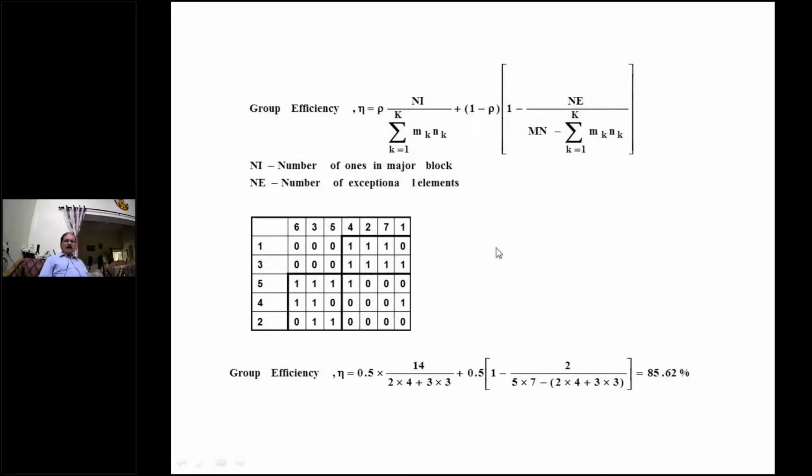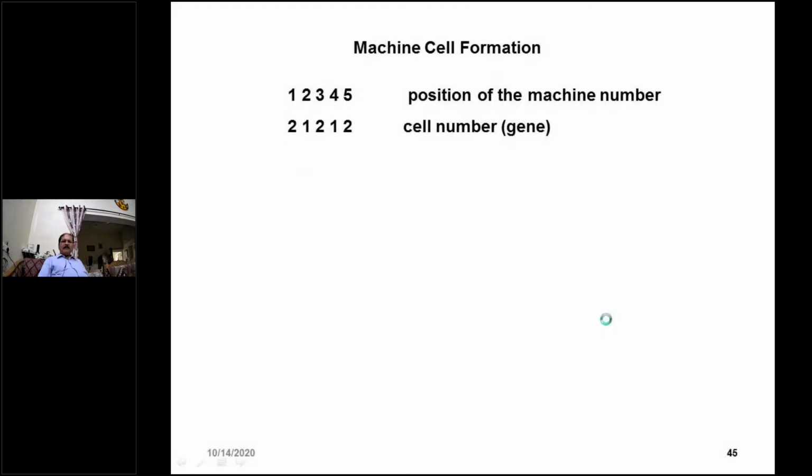Now sometimes we calculate the group efficiency. Group efficiency is calculated in this manner, and for this structure, group efficiency is found out to be 85%. Now, after looking at so many types of methods for group technology, machine cell formation, we found that here we have one in the cell entries. These cell entries of one make some sort of basic or rudimentary cell formation problem.